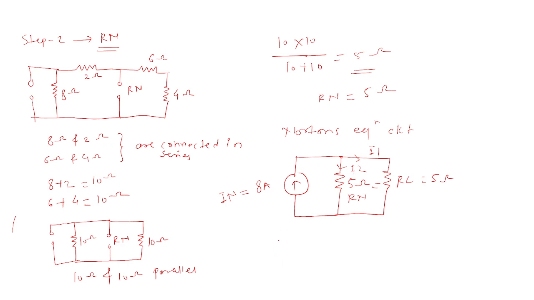Simply we need to calculate current with the help of current division. So I1 is equal to 8 multiplied by opposite resistance 5 divided by addition of both 5 plus 3. So it will be 40 divided by 20, and the current is 4 ampere. So the last statement: current through 5 ohm is 4 ampere with the help of Norton's theorem.